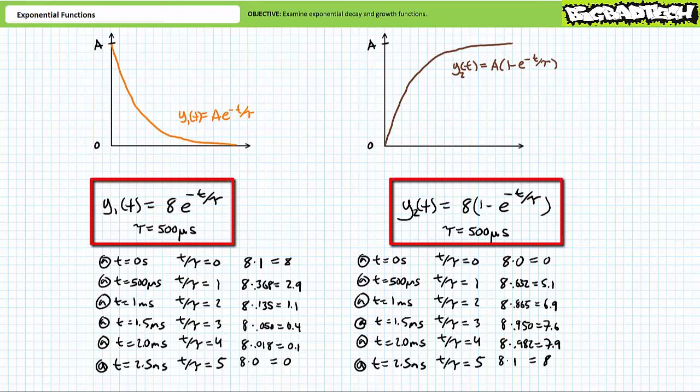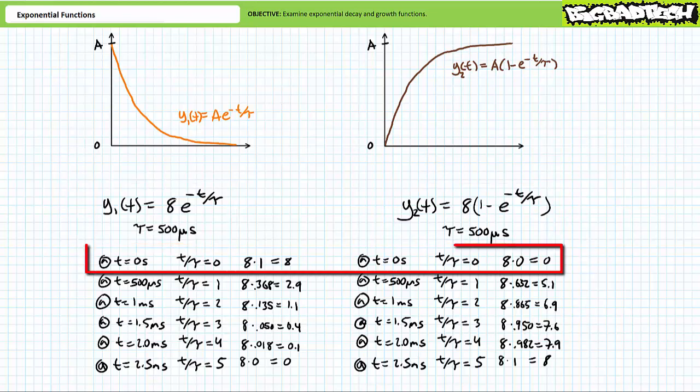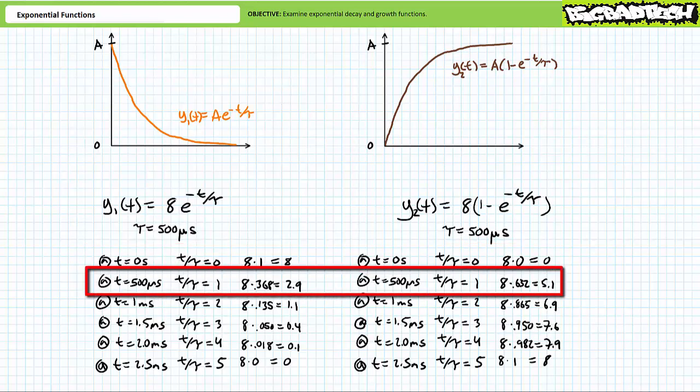Consider this pair of expressions. In both occasions, we know tau to be 500 microseconds. At t equals 0, the ratio of t over tau equals 0, and y1 of t is 8, y2 of t is 0. At t equals 500 microseconds, the ratio of t over tau would be equal to 1, and y1 would be 0.368 times 8, or roughly 2.9, and y2 would be 0.632 times 8, or roughly 5.1.